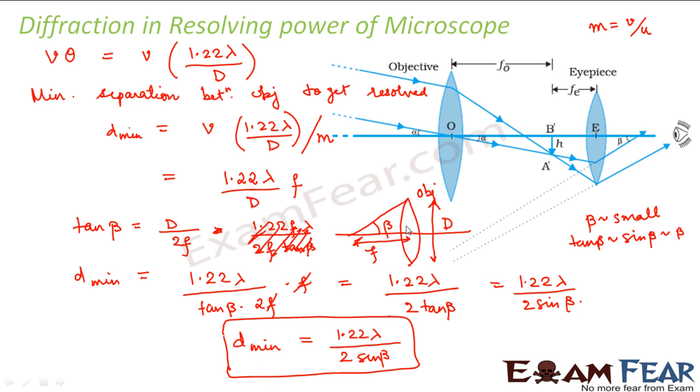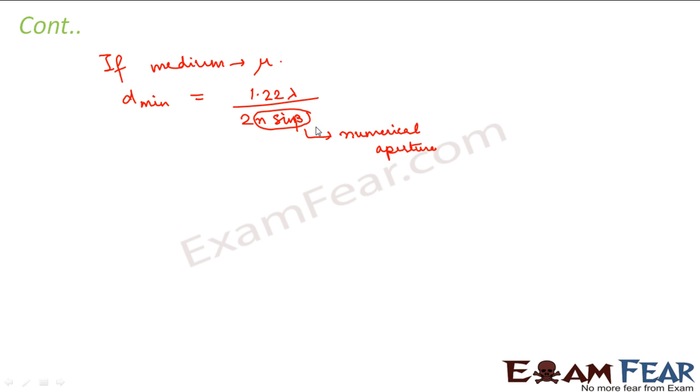Now let us suppose that the medium between the object and the objective lens, this is suppose object and this is the objective lens, is filled with some medium of refractive index n, then what happens? In that case, if medium has some refractive index, say n, this D minimum becomes equal to 1.22 lambda divided by 2n sine beta. So this term n sine beta is known as numerical aperture of objective lens. So this is termed as the numerical aperture of a microscope.